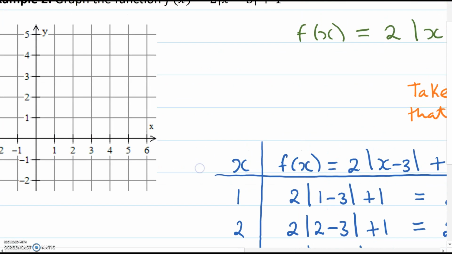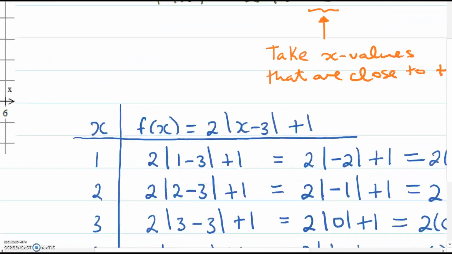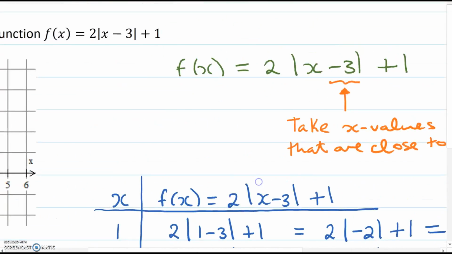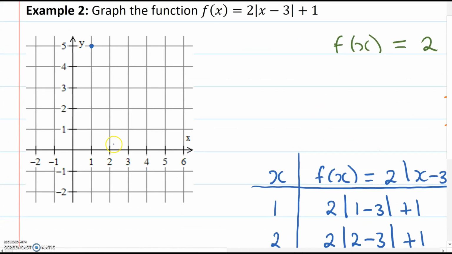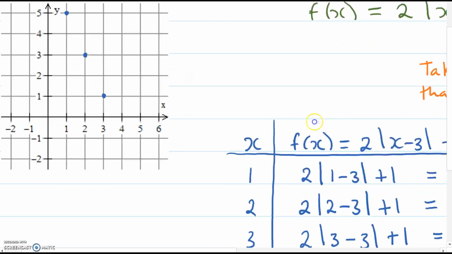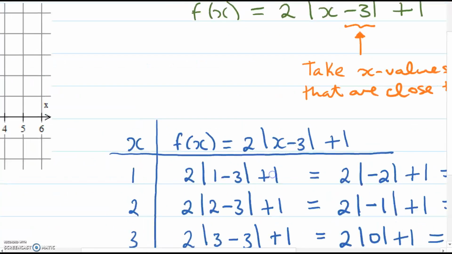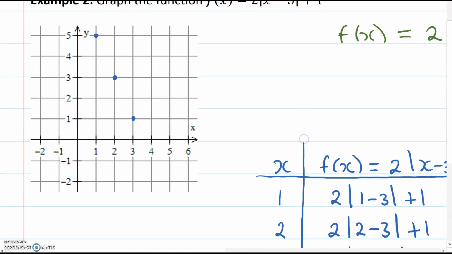The first point was 1, 5, over to 1 and up to 5. The second point was 2, 3, so over to 2 and up to 3. And then 3, 1, over to 3 and up to 1. And then if we look again, the last 2 points were 4, 3 and 5, 5. So 4, 3 over to 4 and up to 3, and 5, 5, which is up here.